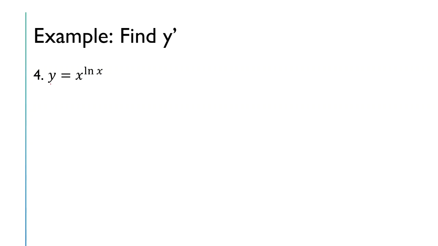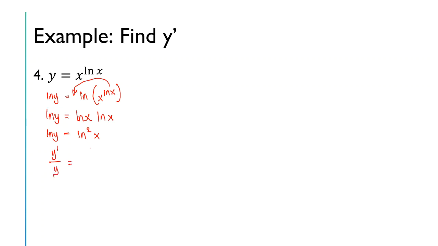Last example from this video is y is equivalent to x raised to ln x. Using the same process all over again, we have ln y is equivalent to ln of x raised to ln x. We have ln y is equivalent to ln x times ln of x, because again, we have to put the exponent before. So from this, ln x times ln x is equivalent to ln squared x. After we have simplified, we can now differentiate. So we have y prime over y is equivalent to the derivative of ln squared x. Applying the power rule, we have 2 ln x times the derivative of ln x, which is 1 over x.